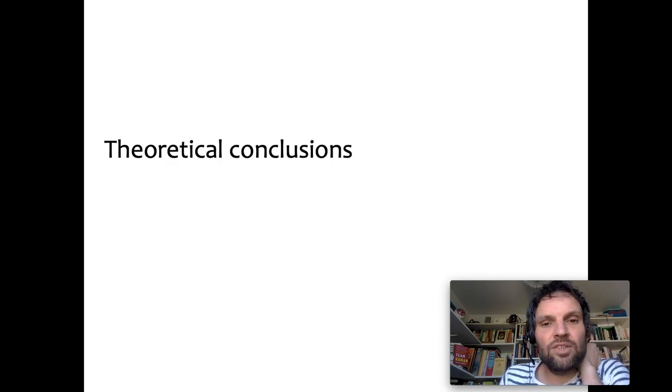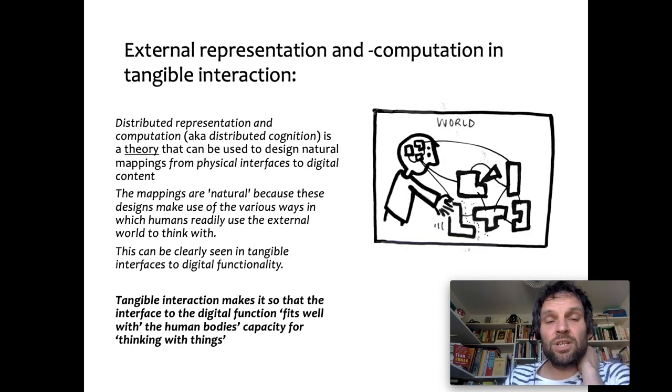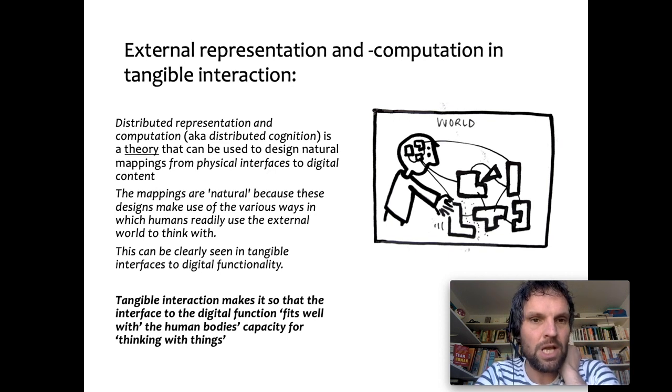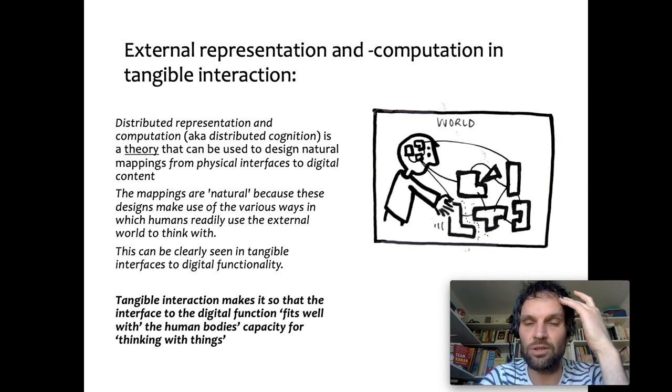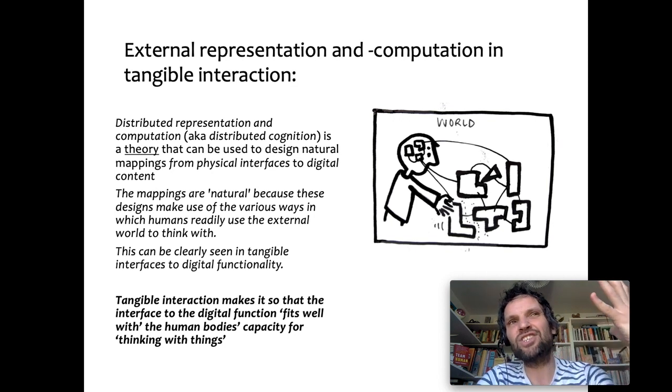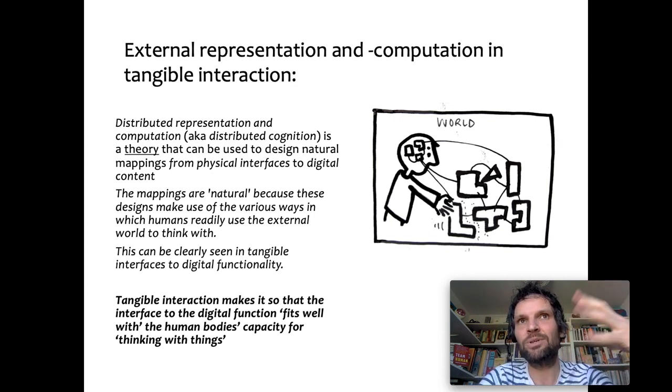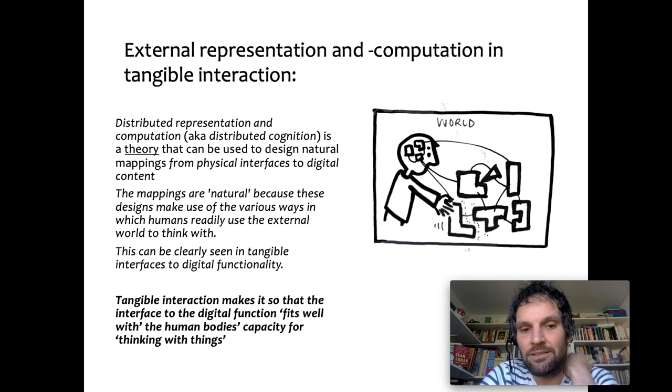So, theoretically, some conclusions here. These are some slides with some more text, so watch out. We've talked about external representation, so putting information out there in the world so that you don't have to keep it in your internal mind. The more radical claim is that what we say is the mind is actually becoming partly external. The external objects that play a part in this cognitive process are then part of your mind. So your mind extends out into the world, the extended mind, as Andy Clark calls it.